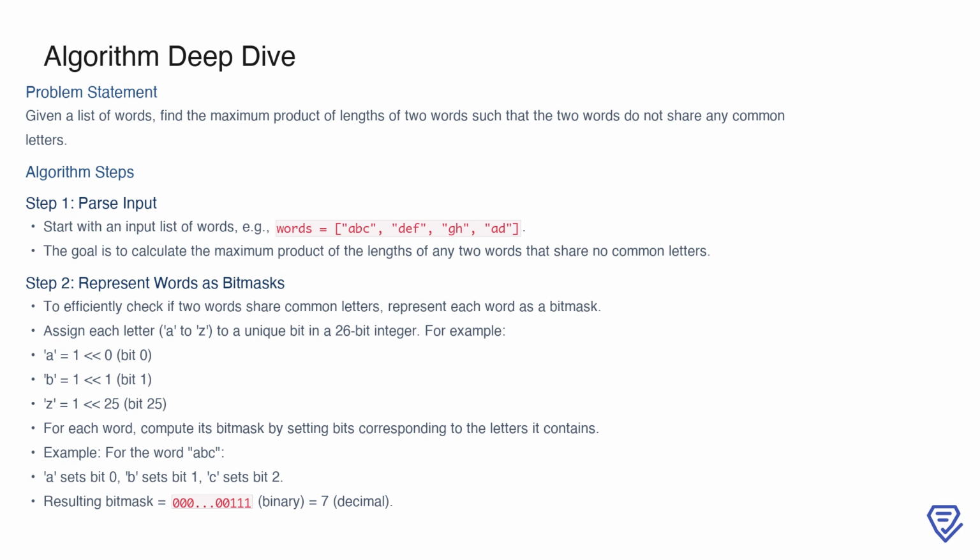To streamline this process, we represent each word as a bit mask. Each letter of the alphabet corresponds to a unique bit in a 26-bit integer. For example, A corresponds to bit 0, B to bit 1, and so on up to Z, which corresponds to bit 25. For a word like abc, the bits for A, B, and C are set to 1, resulting in a bit mask of 7 in decimal, or 000000111 in binary. This representation allows us to efficiently check for common letters using bitwise operations.